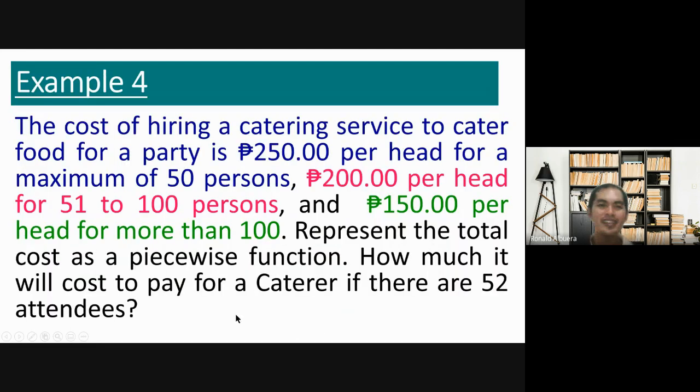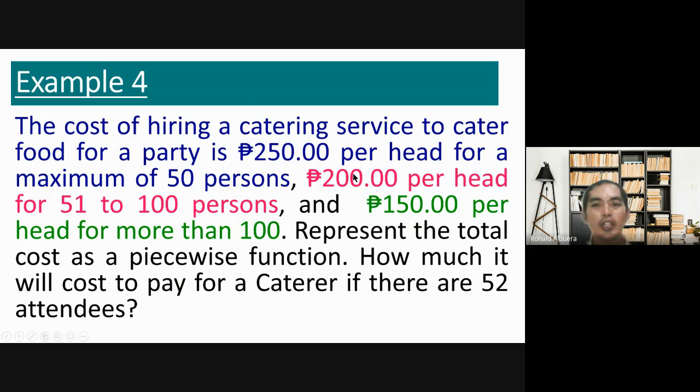Okay, another. The cost of hiring a catering service to cater food for a party is 250 per head for a maximum of 50 persons. Ibig sabihin, pag isa lang ang dumalaw, 250 pa rin. Pag 40 ang umattend, 250 pa rin bawat person. Pag 50 ang umattend, 250 pa rin bawat person. So, yung kulay blue na yan, that's one condition.